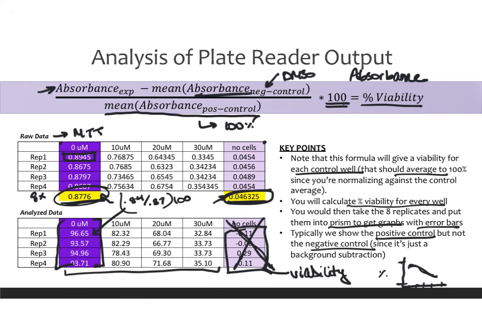And then remember, your conditions don't have to be drugs. They can be time. You could do like, I did 10 micromolar drug concentration and I looked at it at 1, 2, 3, and 4 days. You could do cell number. You could do different types of drugs. You could do drugs and combinations of drugs. So there's really no end to what you can do with this. It's whatever condition you want, as long as there's an appropriate control.